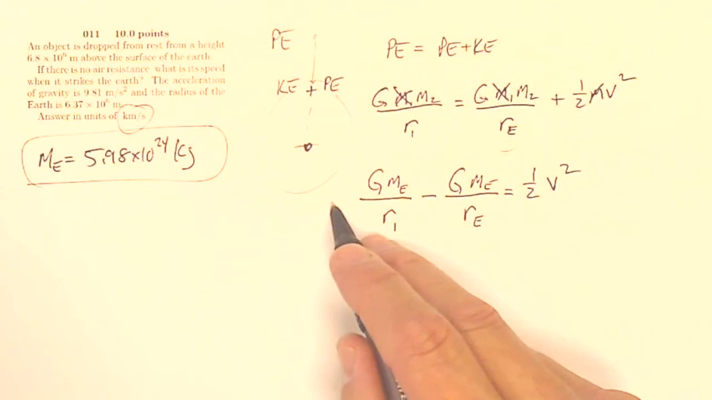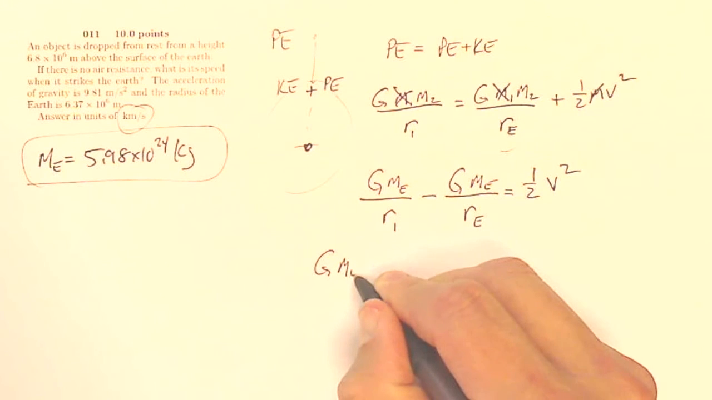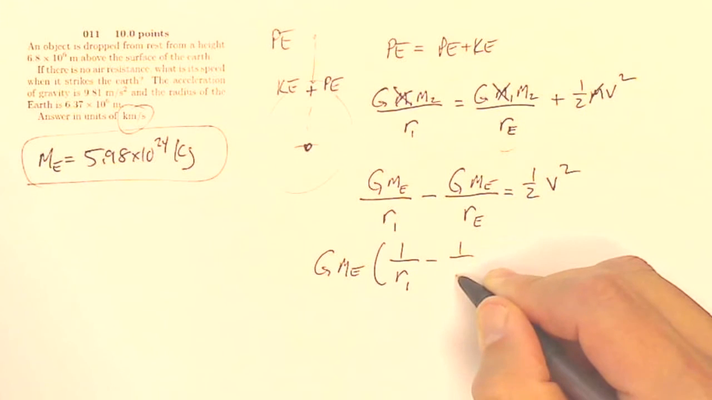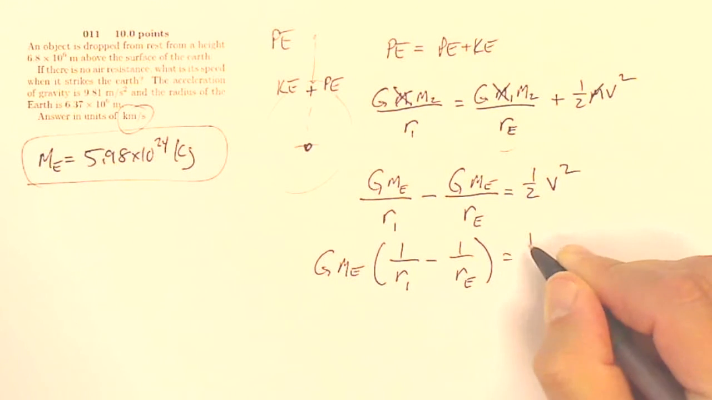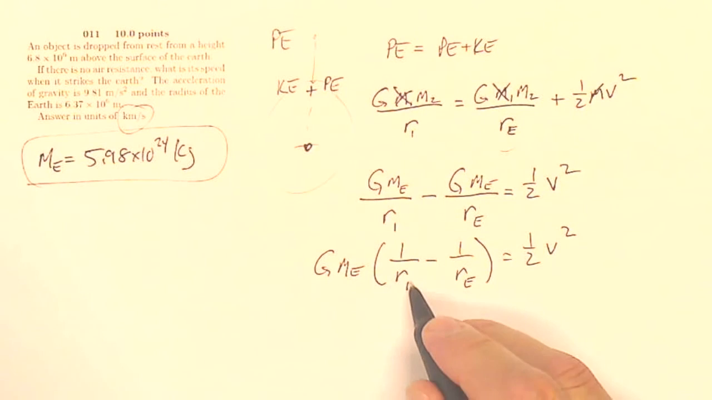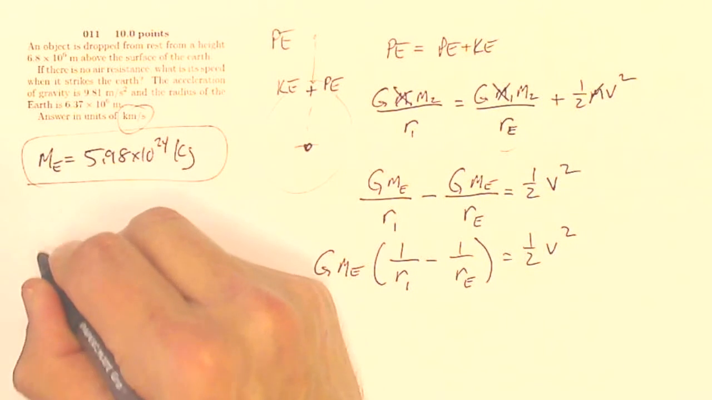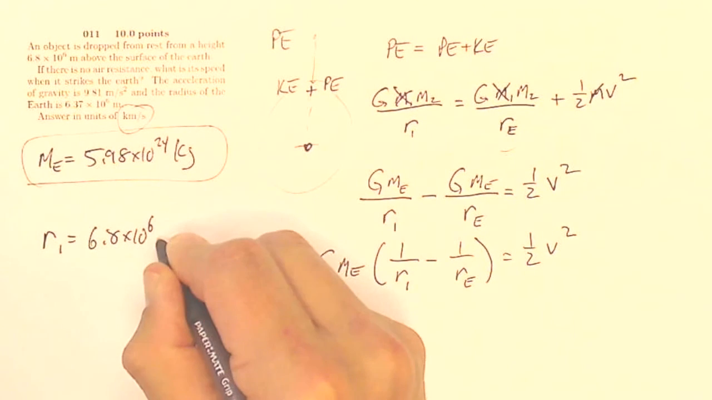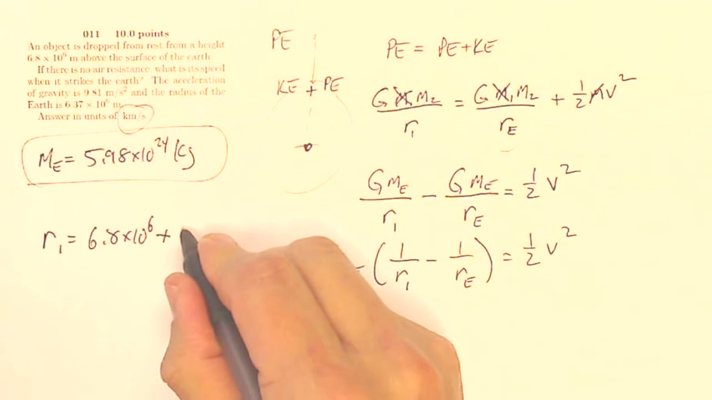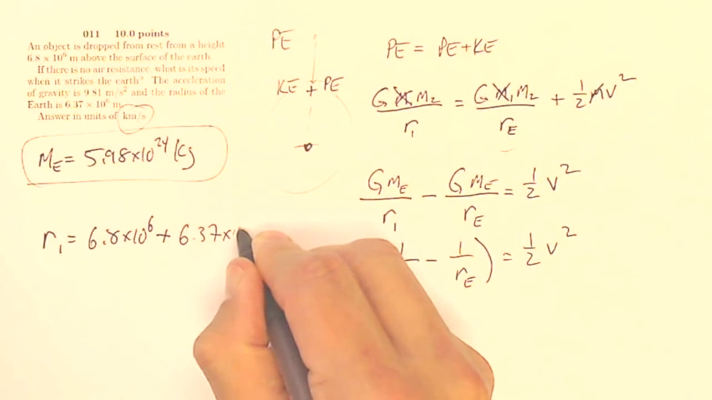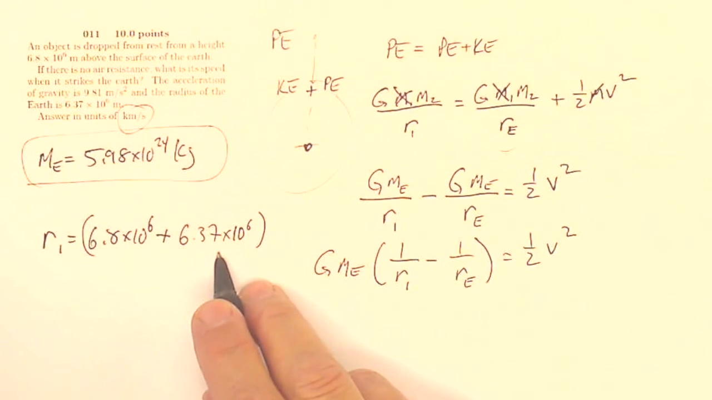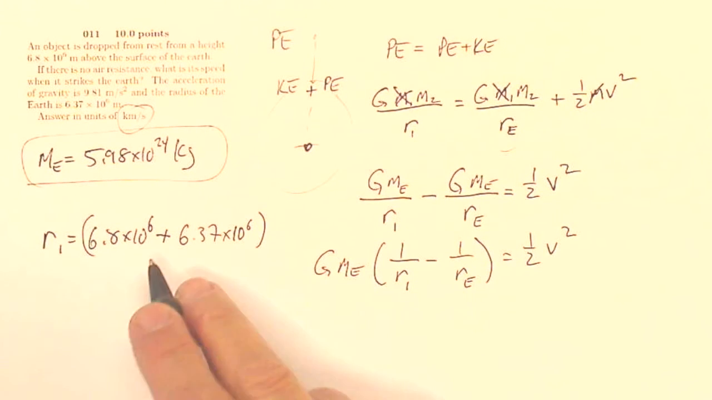Now I could be sneaky and factor this out and get G times the mass of the Earth times 1 over the height of the satellite initially minus 1 over the radius of the Earth equals 1/2 v squared. The initial height, R1, is going to be my 6.8 times 10 to the 6th plus my radius of the Earth, which is 6.37 times 10 to the 6th. It's going to be that whole distance above the center of the Earth. So that's what this R1 is, and the radius of the Earth is just this much. There's some more algebra you can do, but I think this would be the easiest way to do it.